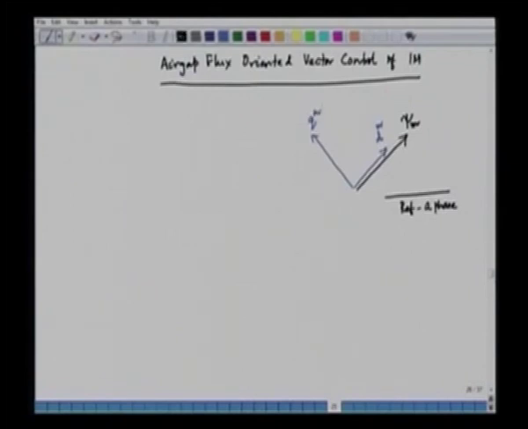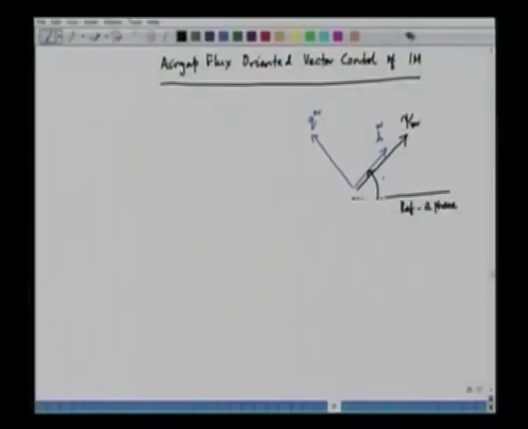Due to this, we can see that the angle between the reference A phase and the air gap flux vector, or the d axis of the reference frame, is theta e m. So, this is the angle of the reference frame, theta e m. Theta e m is the angle between the air gap flux vector and the phase A axis. Of course, the air gap flux vector is rotating in space with synchronous speed.